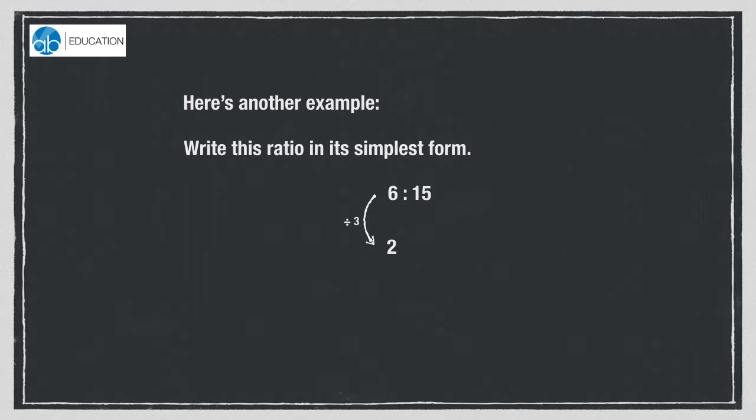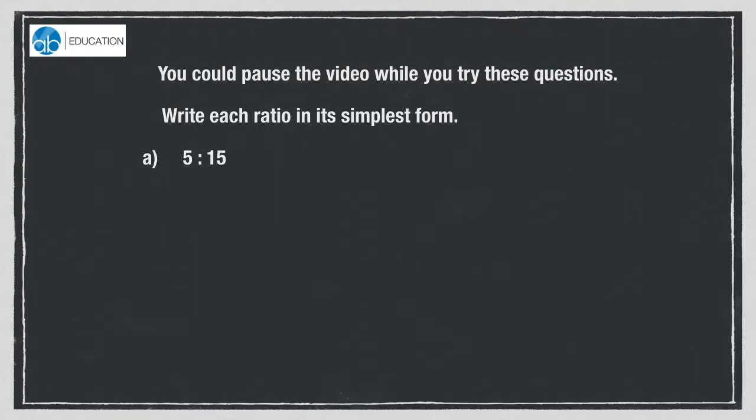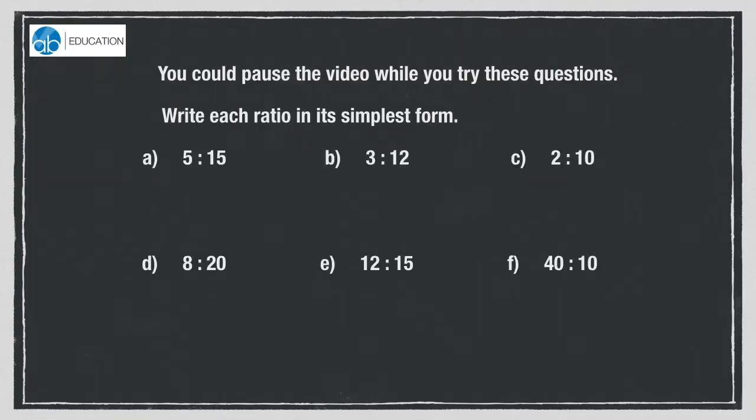In this example, we have to write the ratio 6 to 15 in its simplest form. Both numbers are multiples of 3. If we divide the left-hand number by 3, we'll get 2, and divide the right-hand number by 3 to get 5. So the simplest form we can get using whole numbers is 2 to 5. And here are some questions for you to try. You could pause the video while you solve the questions.